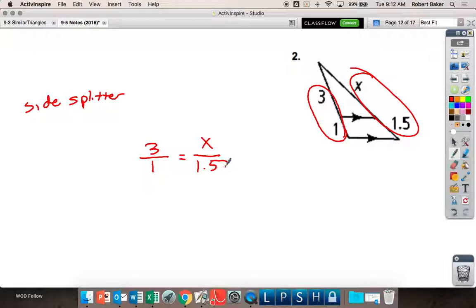So much easier than right triangles, right? So x times 1, 1x. 3 times 1.5, 4.5. And that's your answer. X equals 4.5. Yeah? So after all of these other things, there is always an easier way. X equals 4.5. So that's using the side-splitter theorem.